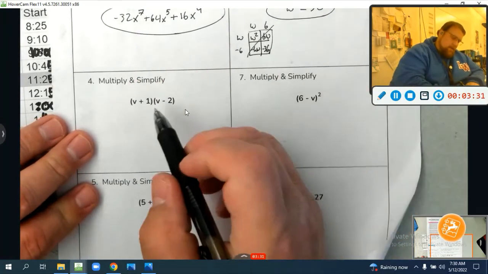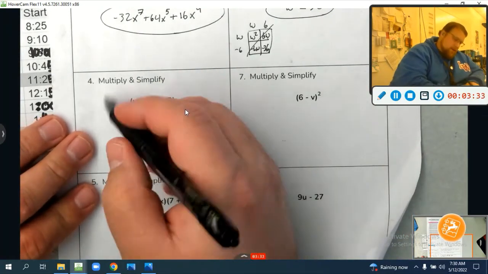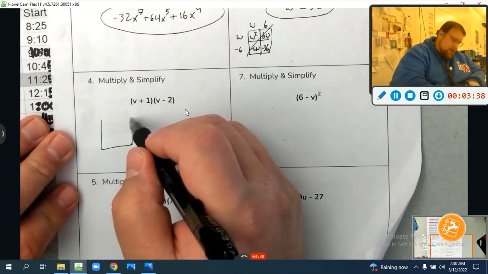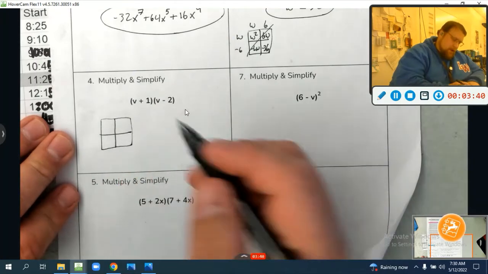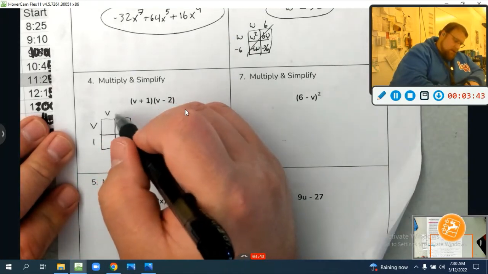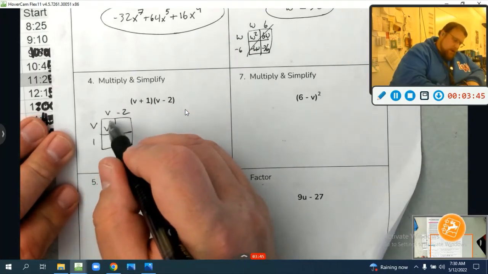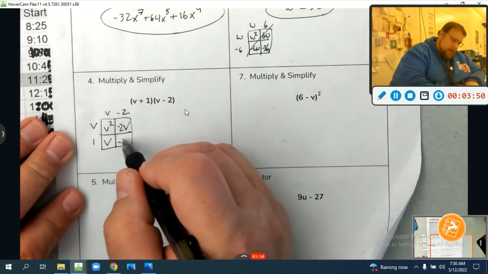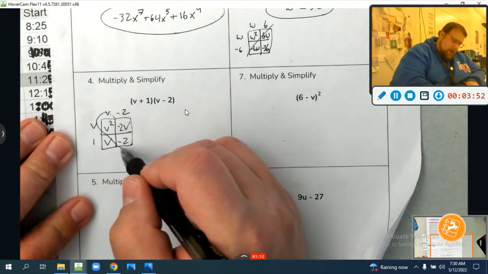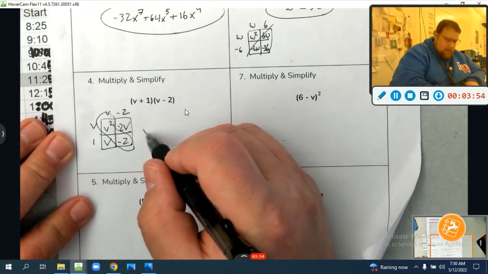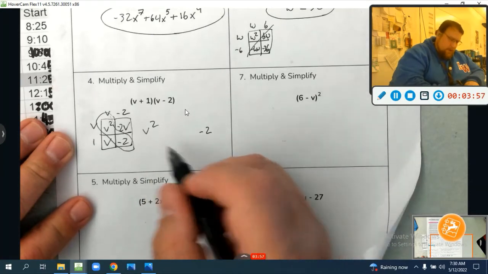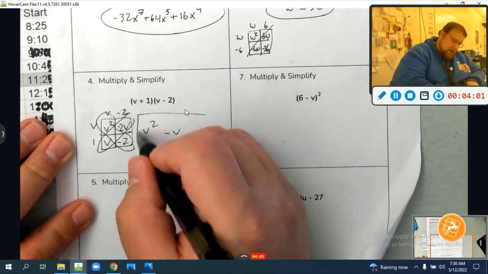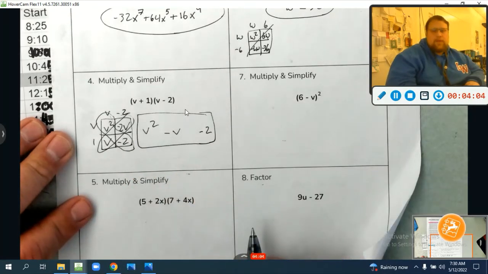Right here, v plus 1 times v minus 2. Well, you need to FOIL it: first, outer, inner, last. I like generic rectangles. Clearly, I've made my position known on that. V1, v -2. Let's just do it. V squared. 1 times v is v. V times -2, -2v, and -2. Remember, the squared diagonal is always first and last. V squared and -2. The other diagonal will add 1v minus 2v is -v. I know it's kind of spread out, but there we go. V squared minus v minus 2.